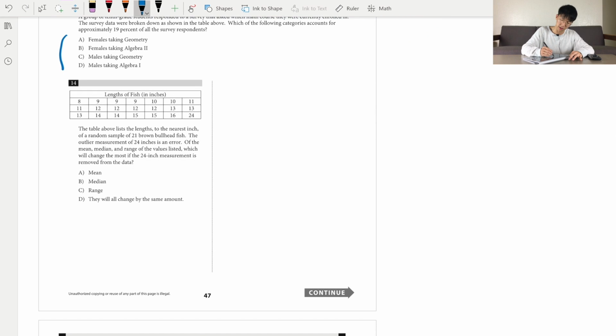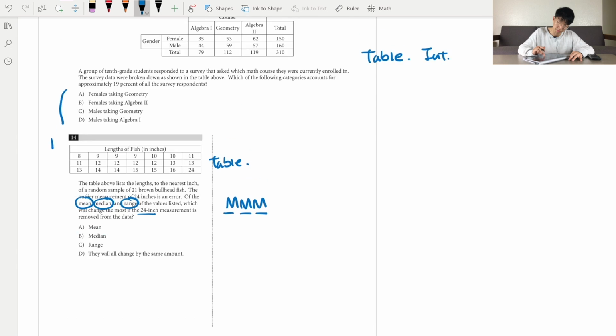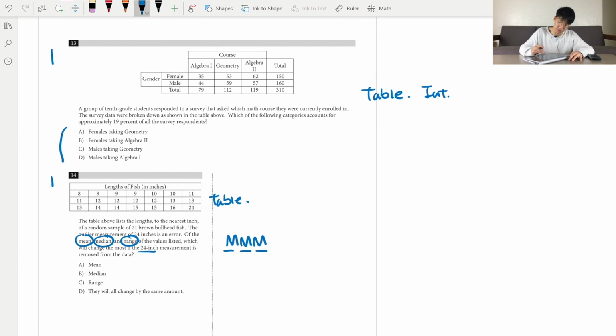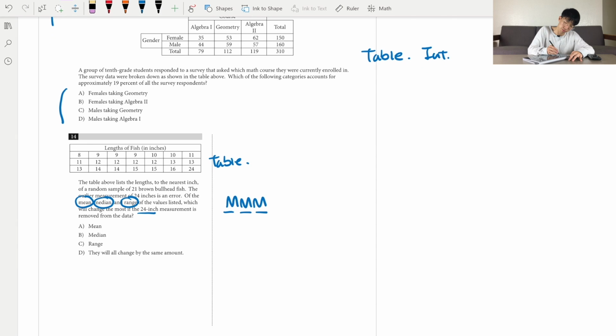Number 14, another table with many numbers, but there are no axes like x and y axis, just titled as the length of the fish. Which will change the most if 24. So you're looking for some type of change from mean, median, and range. So I'm going to name it MMM, stands for mean, median, and mode type of problem. Even though there is no mode, I am probably going to put MMM for any problem looking like this. Difficulty level 1. I will actually put 2 for number 14.